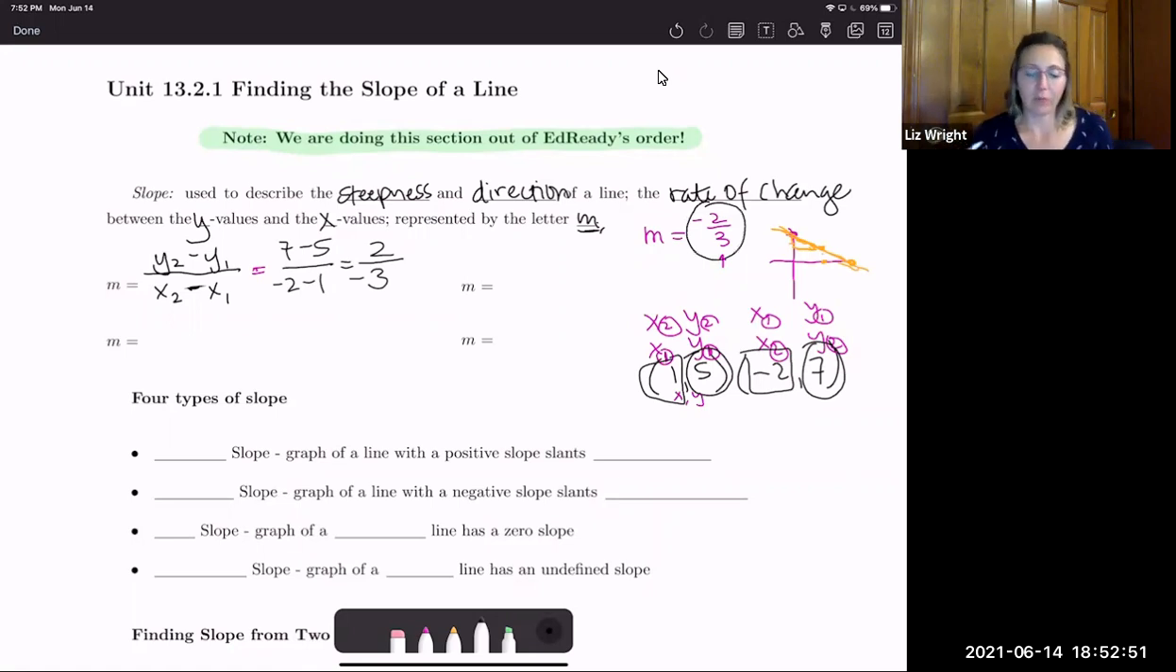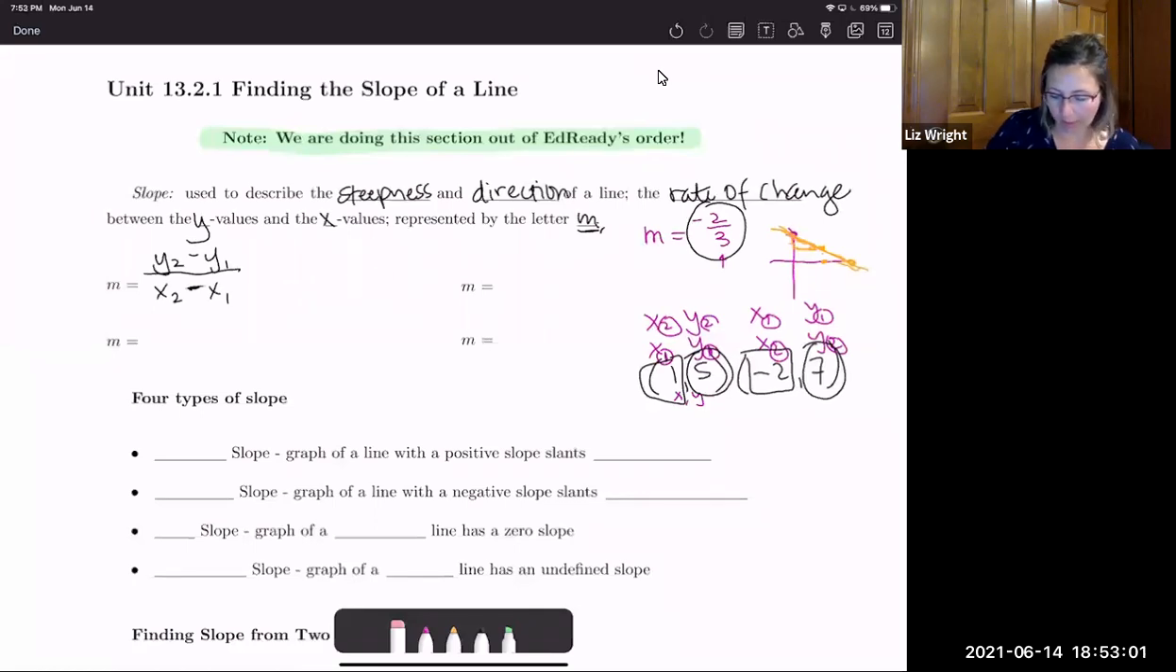But it's going to end up giving you the slope of negative 2/3. So that's one way where we use that formula. By the way, you can also write it like this: y1 minus y2 all over x1 minus x2. So you can write it like that too.